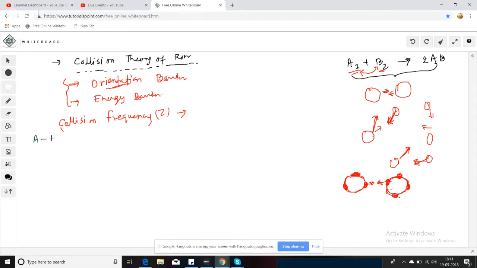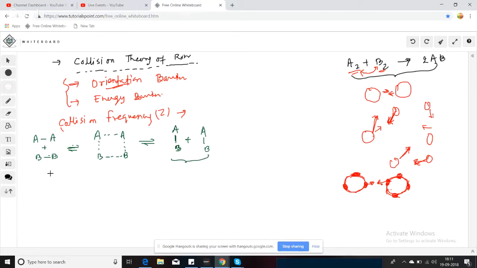Suppose we have A, and this collides with B. This forms an intermediate first, in which the AA bond is about to break, the AB bond is about to form, and the BB bond is about to break. If all conditions are satisfied, then this converts into AB and AB. This is the product we get here.